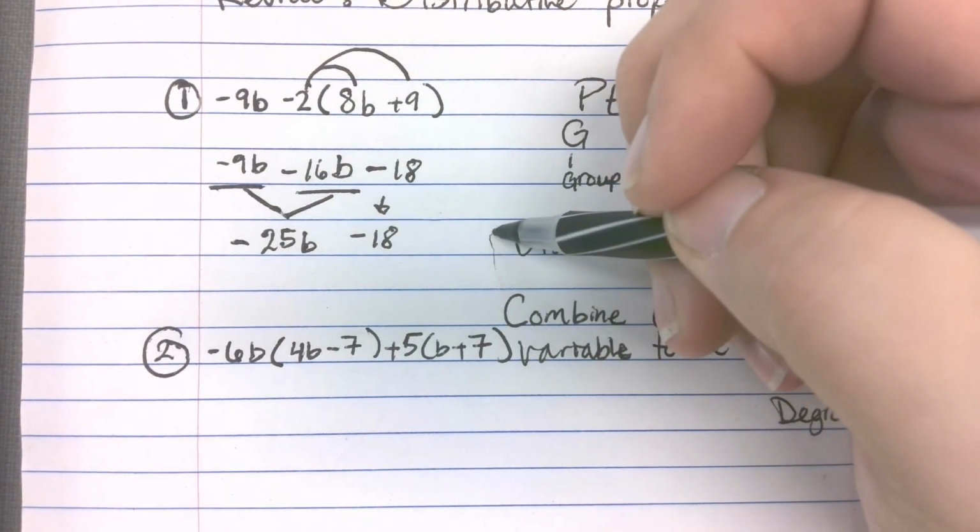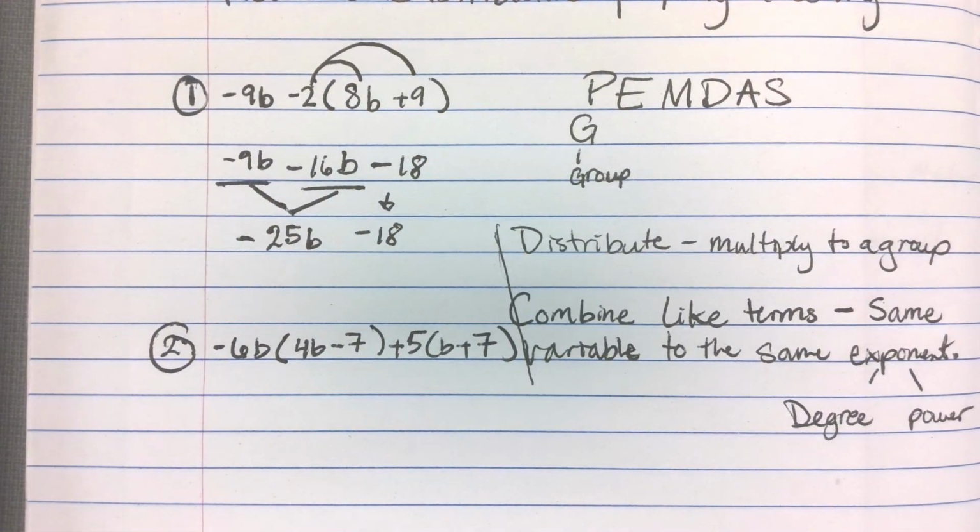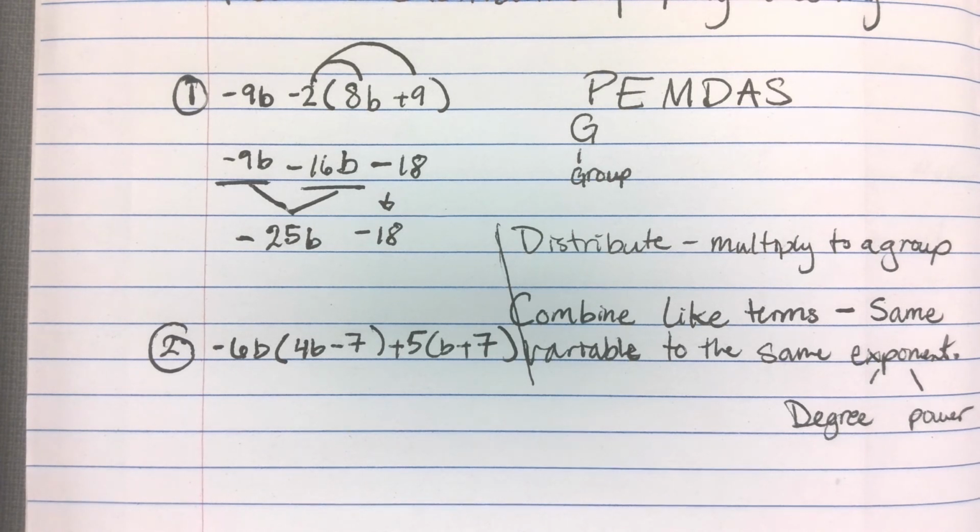I like ran out of space. I should have done a better job. Is that 4B? Yes, sir. Negative 6b times the quantity of. Whenever you have a parentheses like that, you read it as times the quantity of 4b minus 7 plus 5 parenthesis b plus 7.